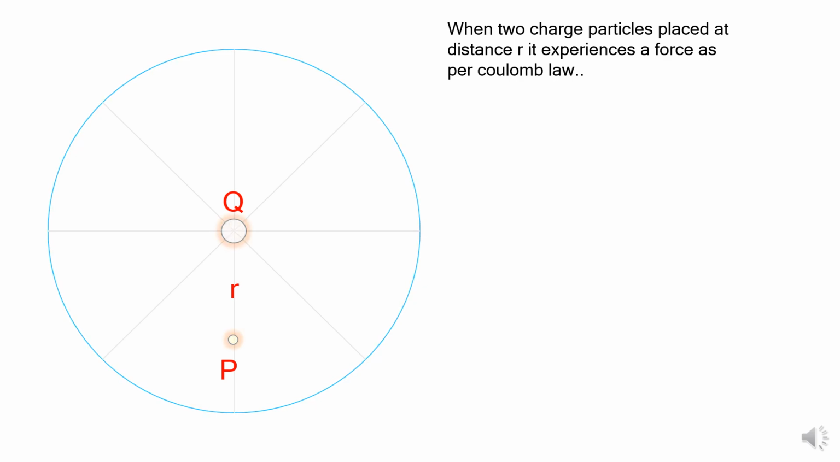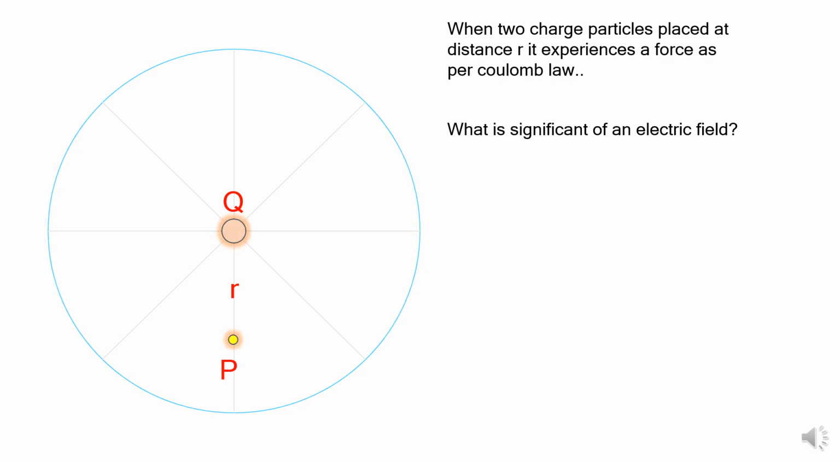I have kept one picture same as what we discussed in the last session. There are two charges, Q and P, at distance r. And as we know, the first one experiences a force, and both apply a force on each other as per Coulomb's law. But again, what is the significance of an electric field? That means if I remove the charge P from this arrangement, will the electric field continue to be generated by Q? That is the question we are going to discuss.